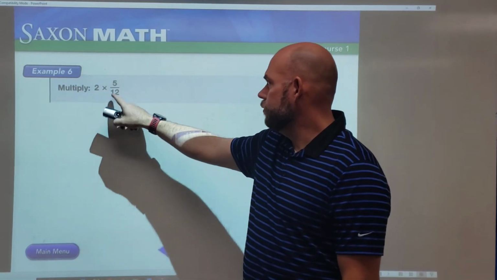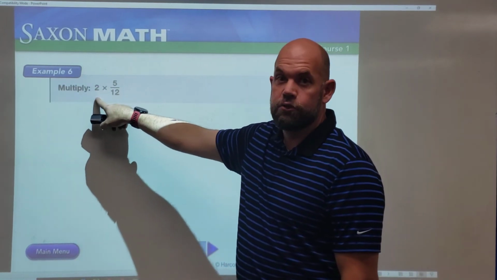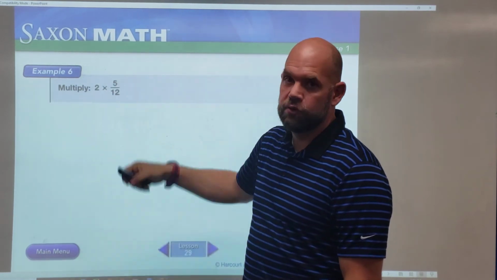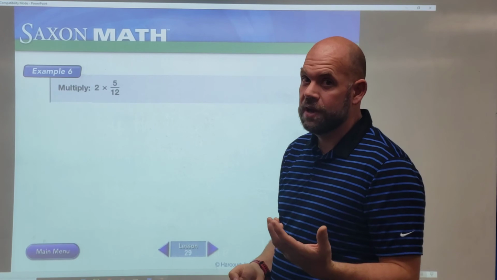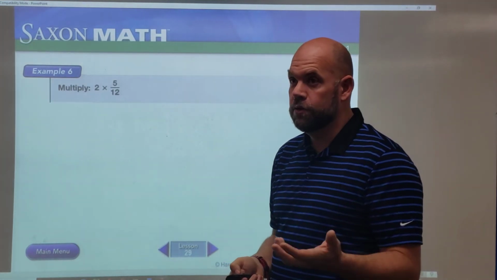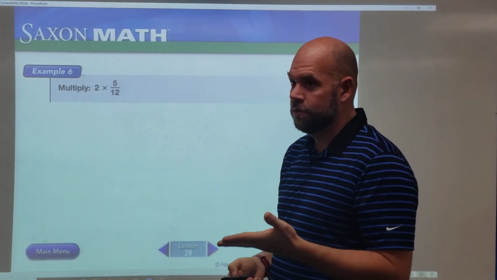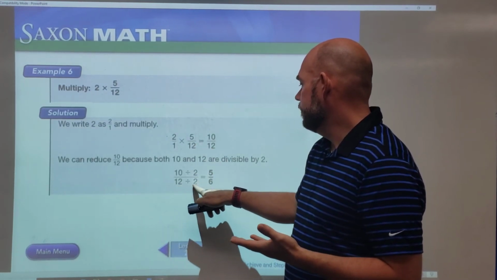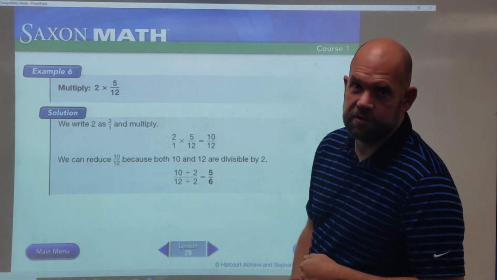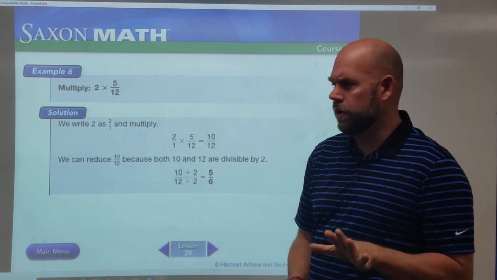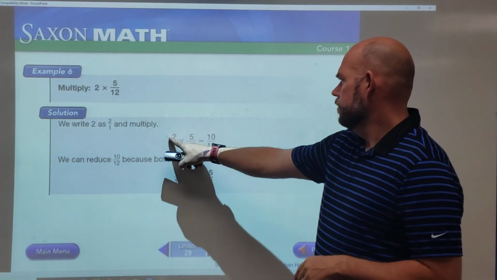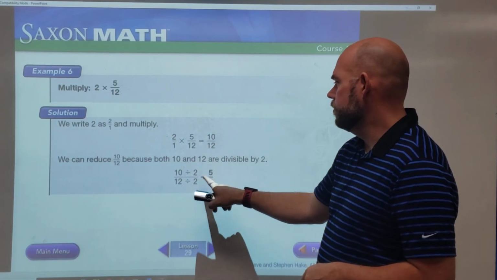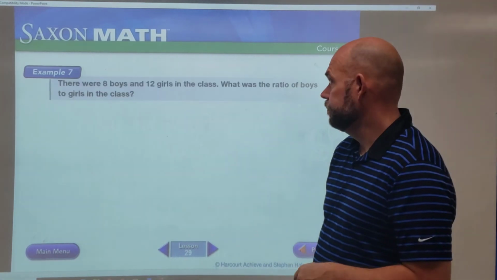Multiplying 2 times 5/12, well, we know we can just change that 2 to 2 over 1. 2 times 5 is 10, 1 times 12 is 12, so 10/12, but that reduces because they're both even numbers. So we're going to reduce by 2, or divide by 2. 10 divided by 2 is 5, and 12 divided by 2 is 6, so our final answer is 5/6. I know I went through that kind of quick, so let me just leave this up for a second. 2 times 5 is 10, 1 times 12 is 12. Divide each of those by 2, and we reduce it to 5/6.